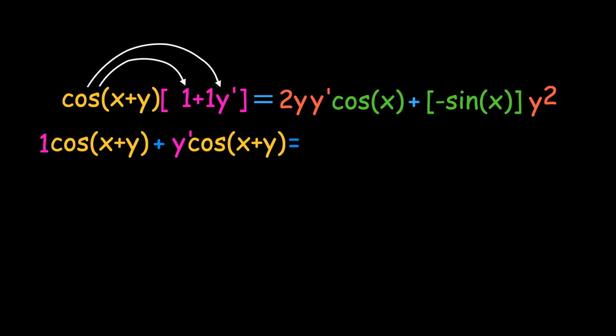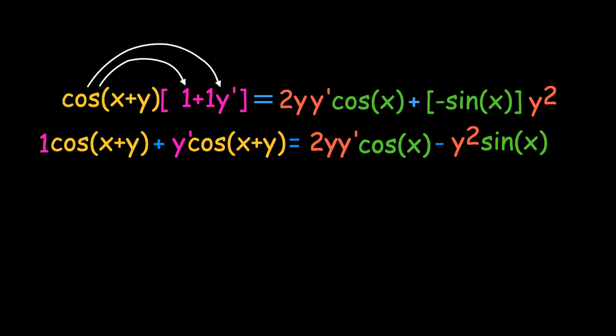And that is equal to, still we will have 2y, y prime, cosine of angle x. Since the sign of sine of angle x is negative, and it is plus, positive times negative, still we will have negative y squared sine of angle x. So plus negative sine of angle x, y squared is the same as negative y squared sine of angle x.